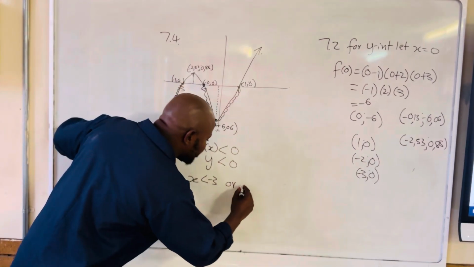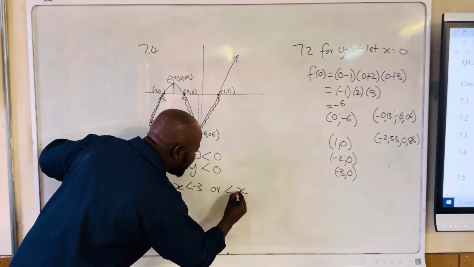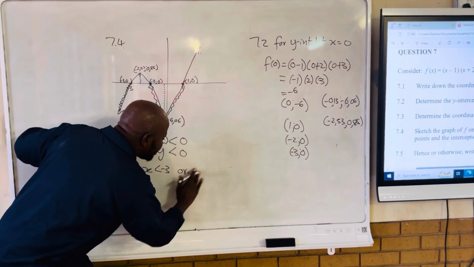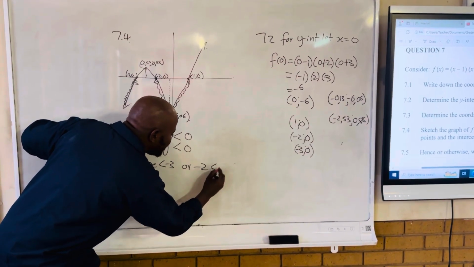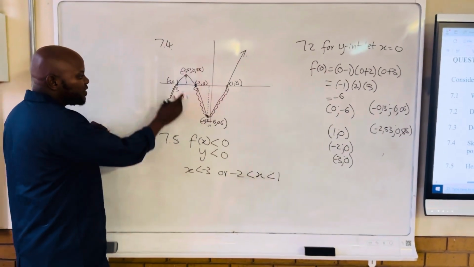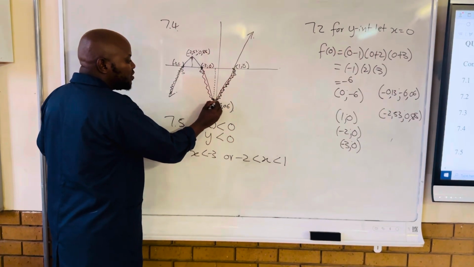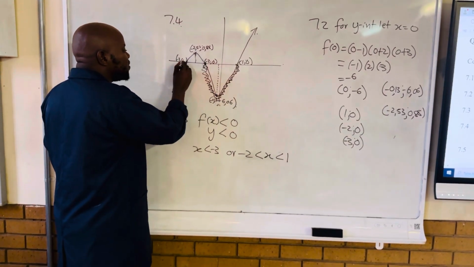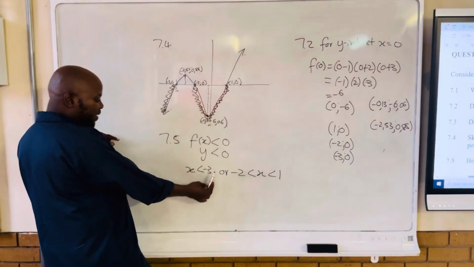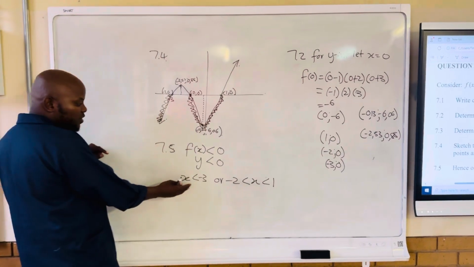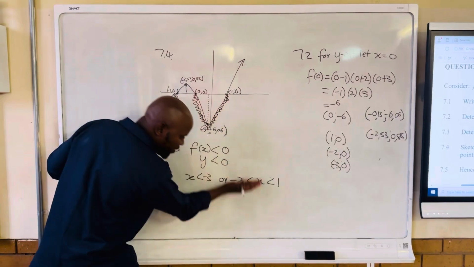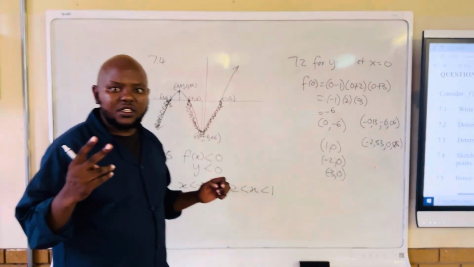So x is between negative 2 and 1. Therefore our graph will forever be down. You see, I've shaded this part to show that this graph is below 0 at this point. Which is from negative 3 up until negative infinity to be below 0, and between negative 2 and 1 it will forever be below 0.